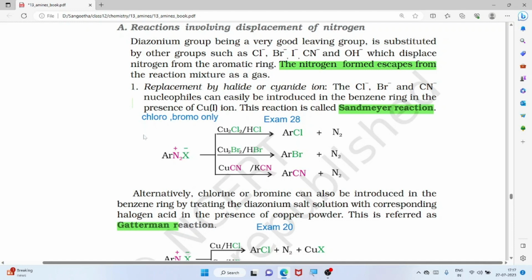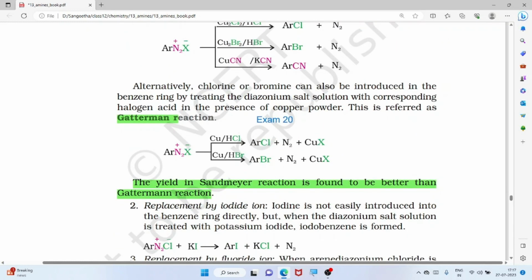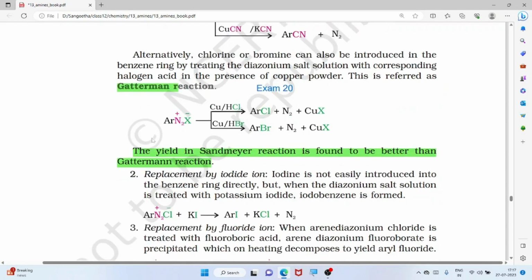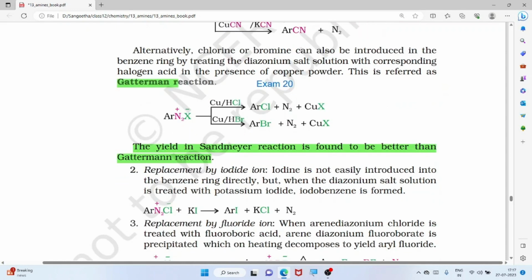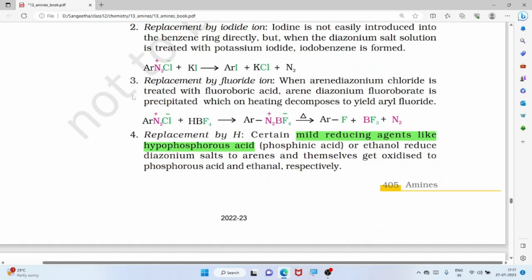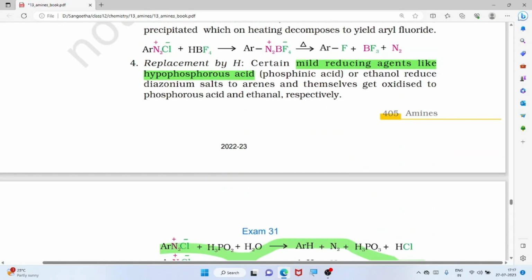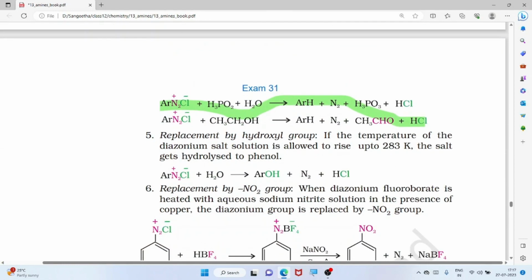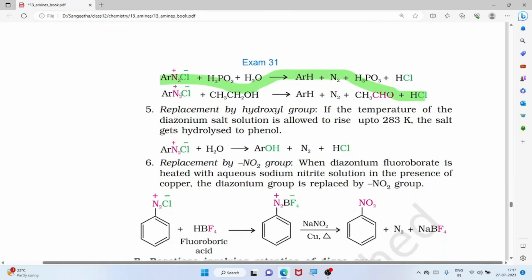Sandmeyer reaction: this is with chlorine and bromine only. Gattermann reaction: the yield in the Sandmeyer reaction is found to be better than in the Gattermann reaction. Replacement by hydrogen is done using a mild reducing agent, hypophosphorous acid. This is the reaction.